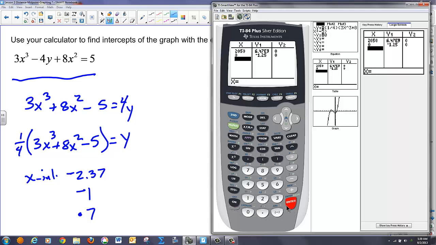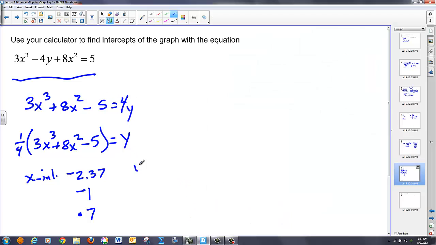So I'll hit return or enter, and it gives me a y value of negative 1.25. So I have a y-intercept of negative 1.25. And that's how you use your calculator to find the intercepts of functions that you couldn't normally graph or easily solve for. Because once again, in this case, solving for y is pretty easy. Setting x equal to 0 would be easy, but if I had to set y equal to 0 and solve this cubic function, it would have been kind of tough. Right?